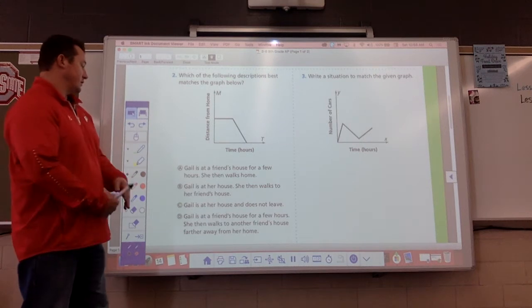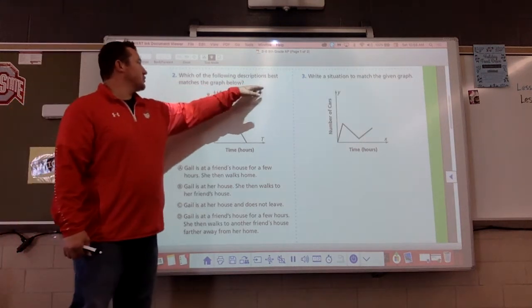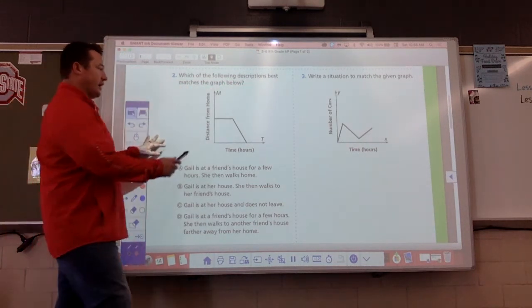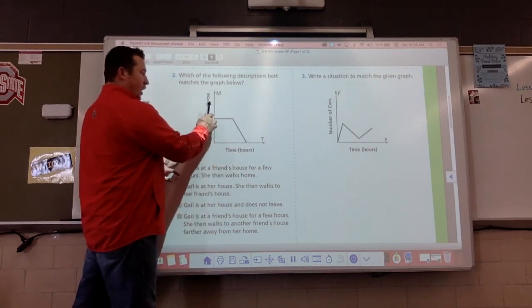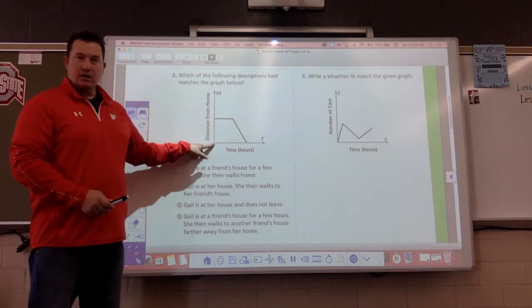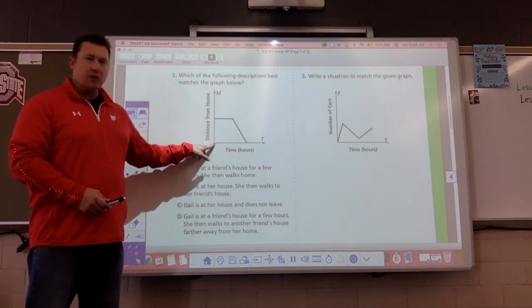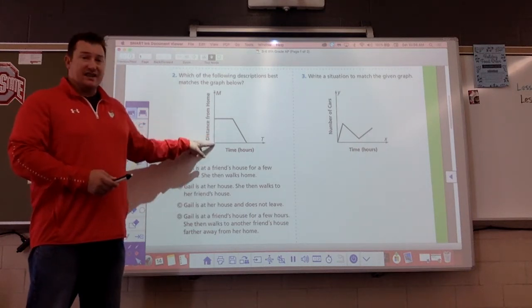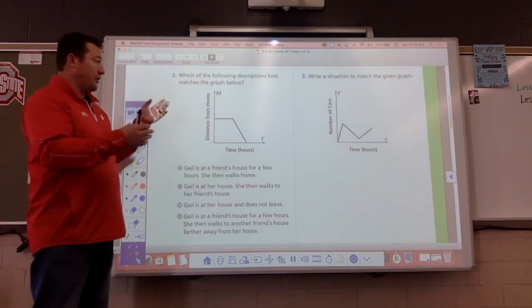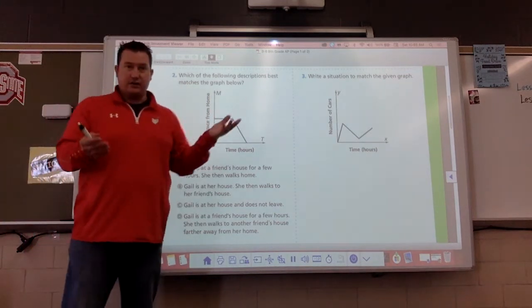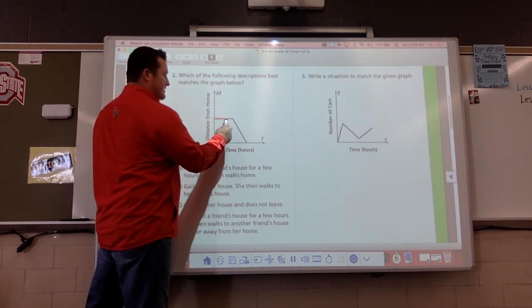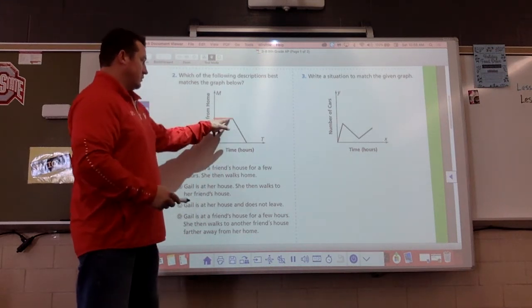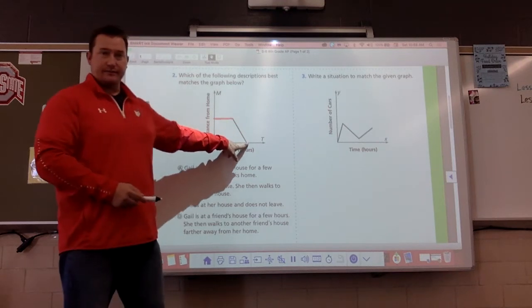Number 2, which of the following descriptions best matches this graph? Okay, so this is our distance from home and time. So, are we starting at home? If we were here, we'd be starting at home. We're starting at some number, right? Some distance away from home. I don't know if this is 10 or 15 or whatever it is, right? And it looks like our distance from home is staying the same for a while, and then it's decreasing, okay?